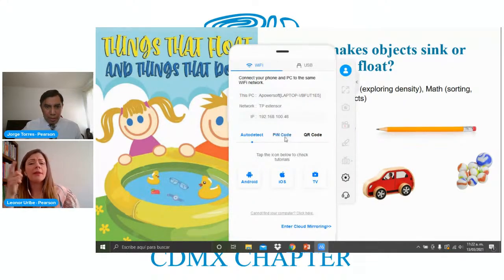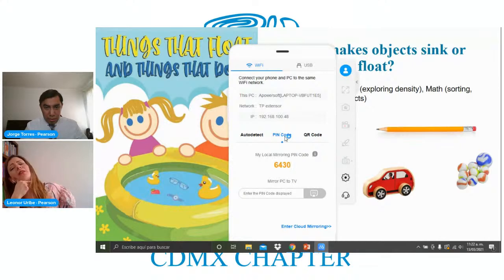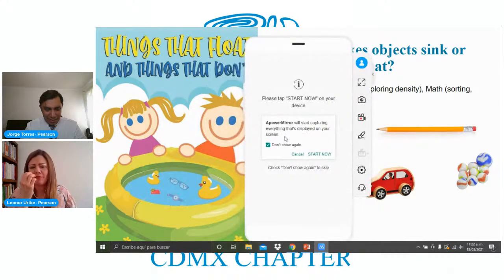Well, let me give you my prediction. I think the pencil will sink. Okay, and the marbles. You think the pencil and the marbles will sink. Why is that, Leo? Because they're really heavy, like the density, okay?